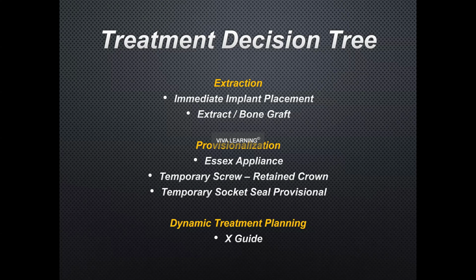What kind of provisional are we going to use? An Essix appliance, or are we going to be able to do a temporary screw-retained crown like you saw before, or a temporary socket seal provisional, which would be maybe a temporary crown, but not having the actual crown stopping right above the gum line. It's still going to have the benefits of holding everything, the hard and soft tissue, in place, keeping our bone graft in place. But if someone had a really deep bite, maybe they're better off not having occlusion on that at that time. But you've still got your temporary that's working to keep your emergence profile just the same as it was before the tooth was extracted. And then finally, your dynamic treatment planning and surgery.